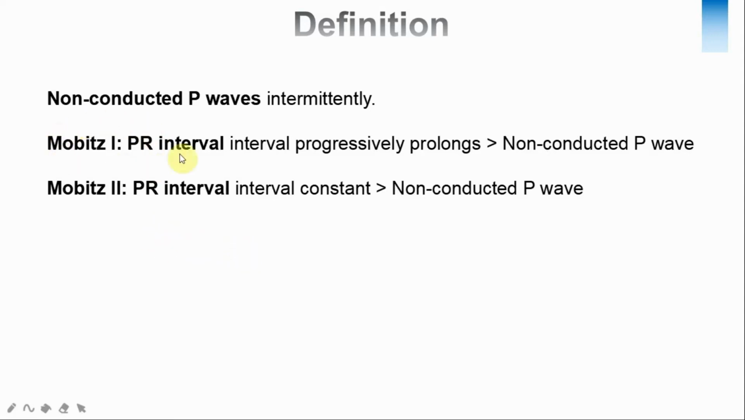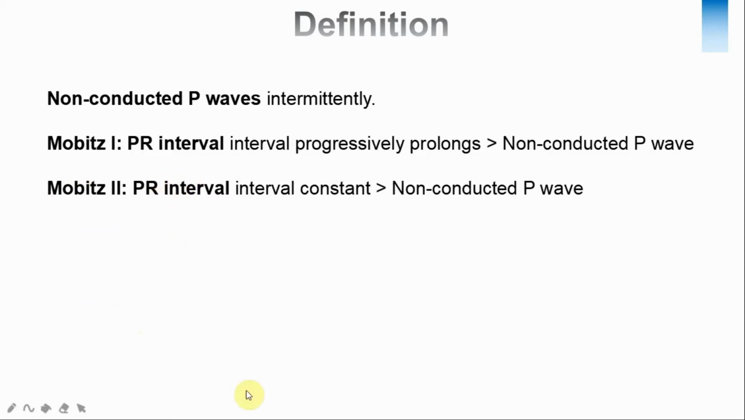One is the Mobitz type 1, which is also called Wenckebach block. The characteristic feature here is that the PR interval progressively prolongs and suddenly there is a non-conducted P wave. It can happen in every alternate beat, or every second beat, or third beat, or fourth beat, or fifth beat. So the main thing with Mobitz type 1 is that the PR interval gets prolonged, and then there is a non-conducted P wave.